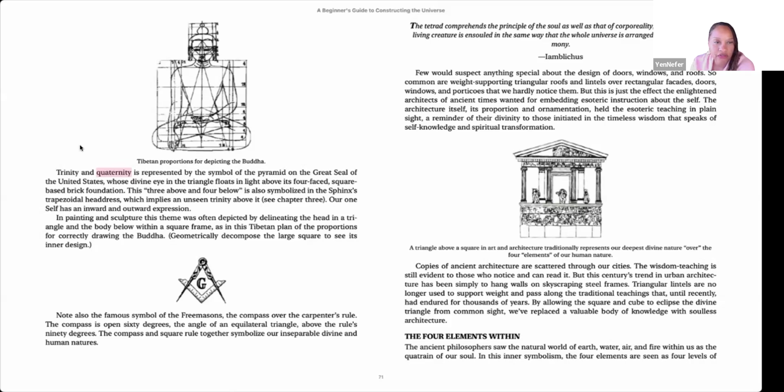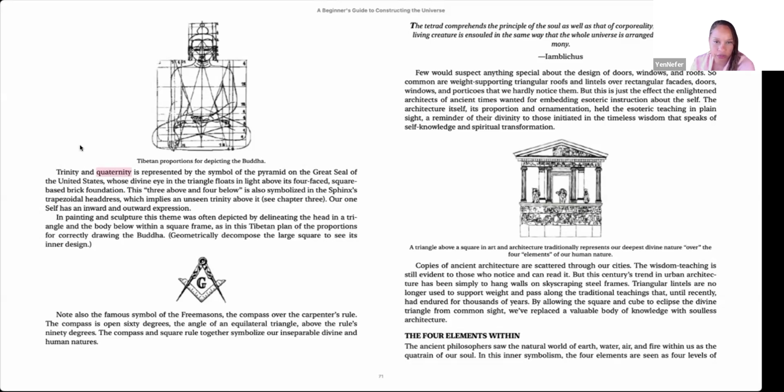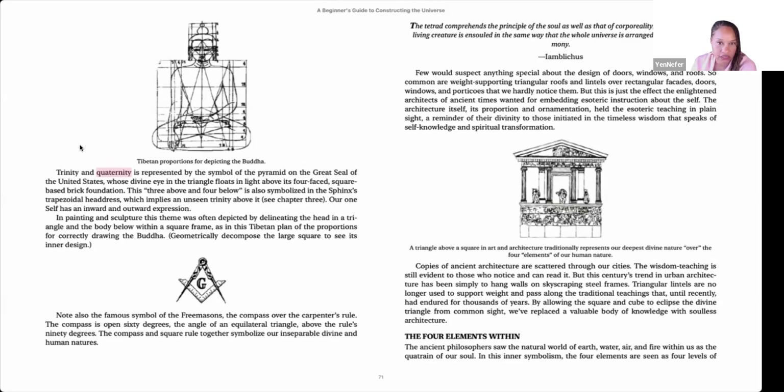Our oneself has an inward and outward expression. In painting and sculpture, this theme was often depicted by delineating the head in a triangle and the body below within a square frame, as in this Tibetan plan of the proportions for correctly drawing the Buddha.